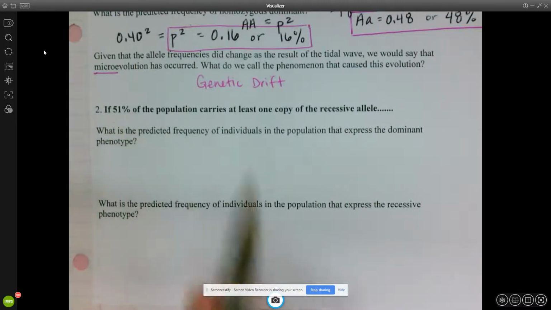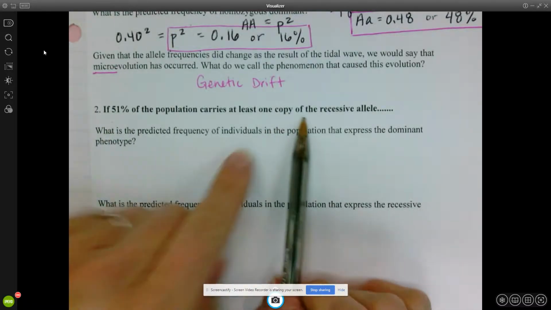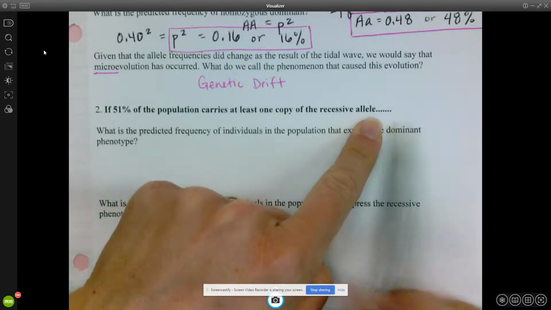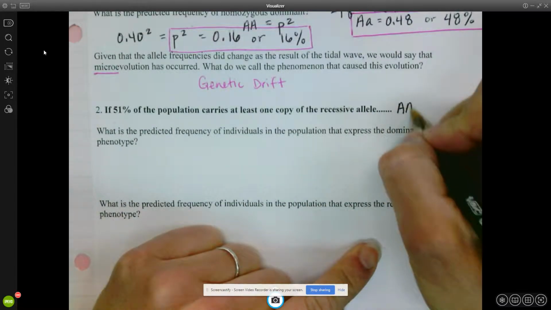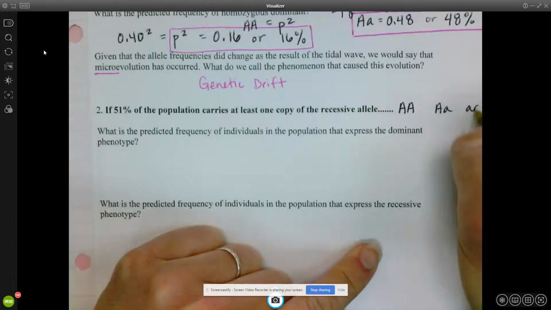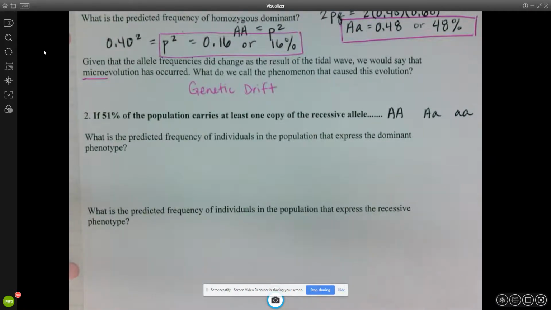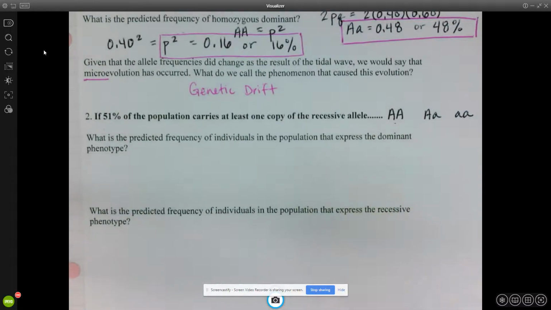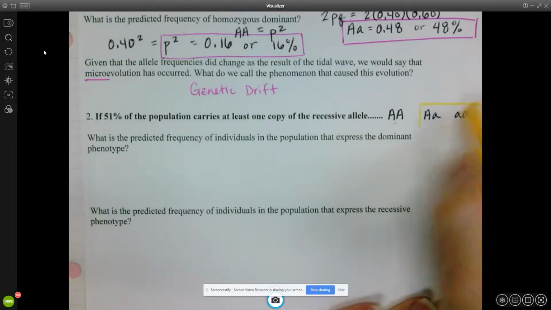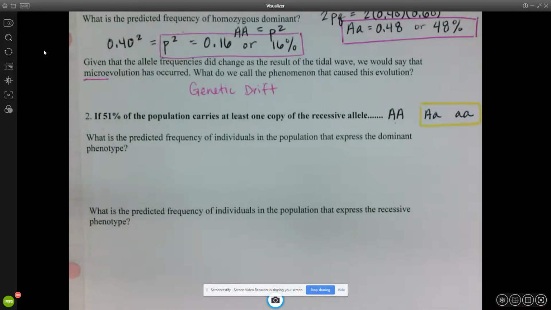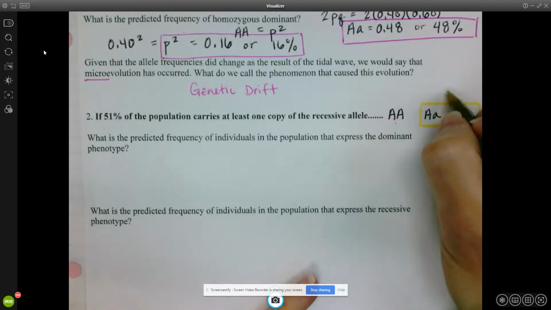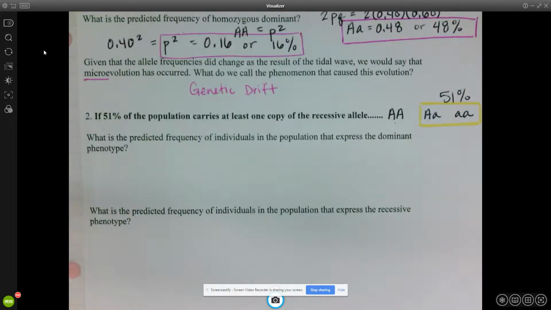So if 51% of the population carries at least one copy of the recessive allele. So this is where it comes in handy to know what the different genotypes are. Okay, so here are the 3 different genotypes. Which ones could be carrying at least one copy of the recessive allele? So we need to look at this over here, which accounts for 51% of the population.